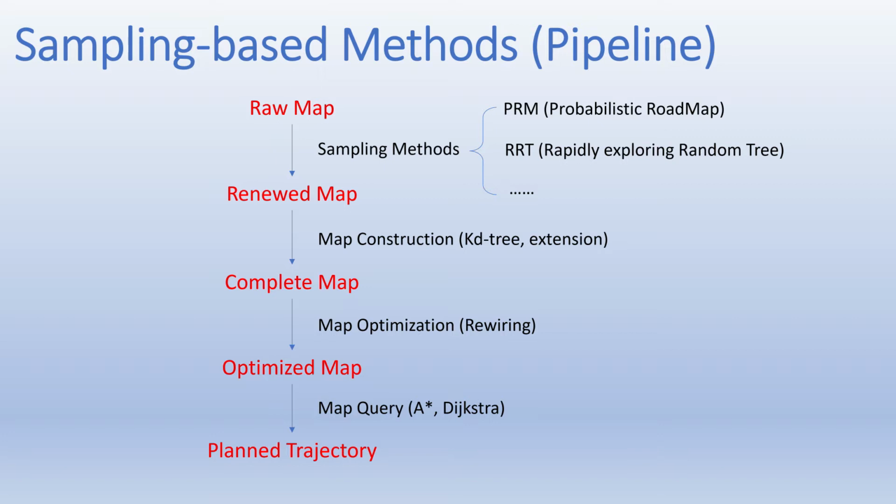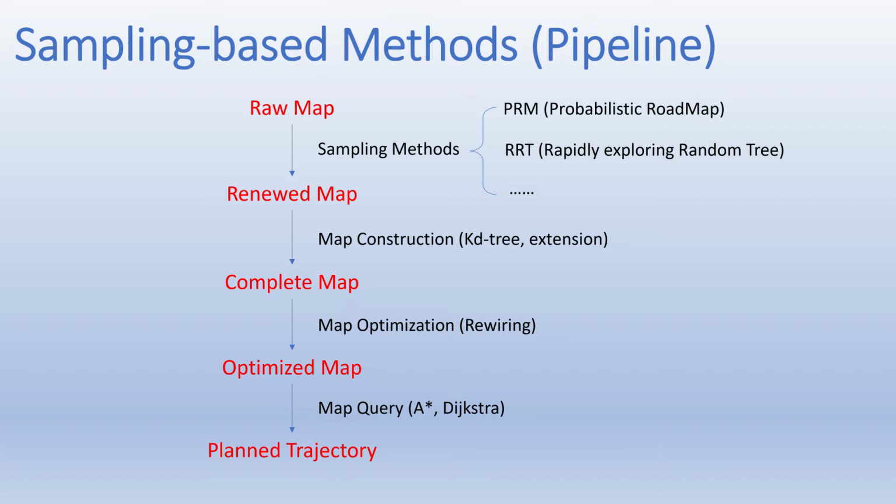After that, we use a map construction method, like the KD tree or some extension ways to make it more complete. And after that, we can also use a map optimization method like rewiring or revaluing the cost of each node. In this way, we get an optimized map.